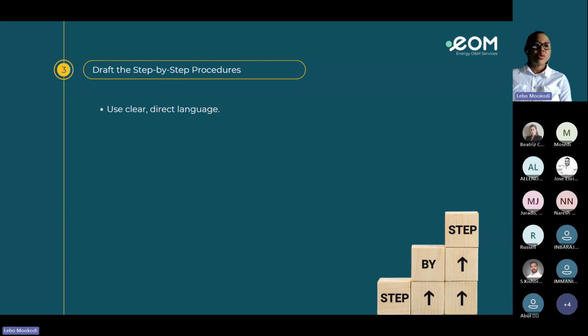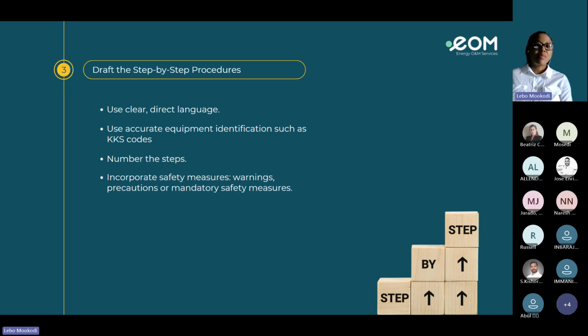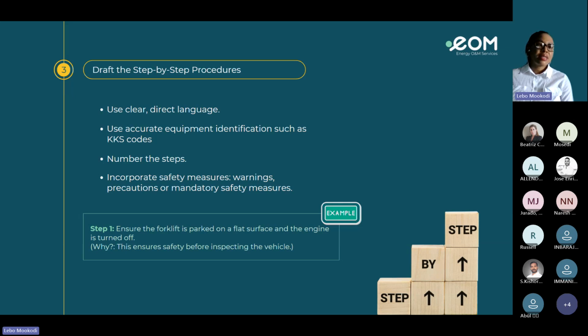Now, it is very crucial to use clear and direct language. Use accurate equipment identification such as KKS codes. You must also number the steps and incorporate safety measures. For high-risk tasks, include warnings, precautions, or mandatory measures in each step. And as an example, ensure the forklift is parked on a flat surface and the engine is turned off.